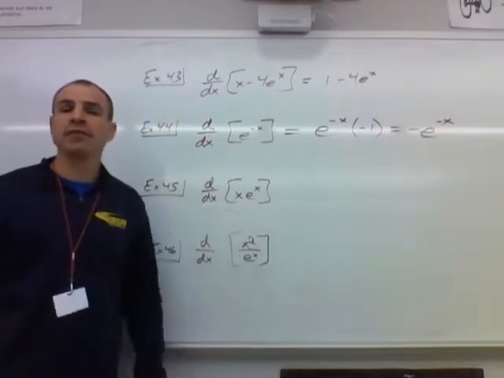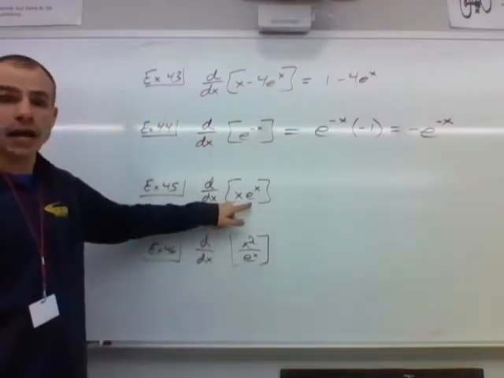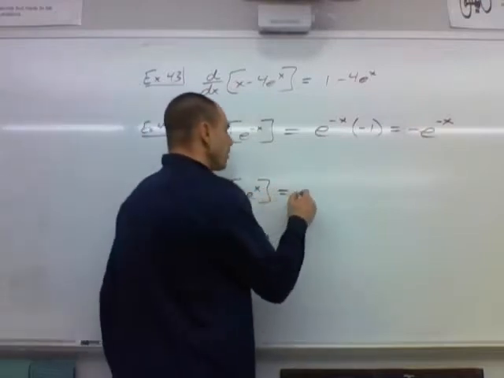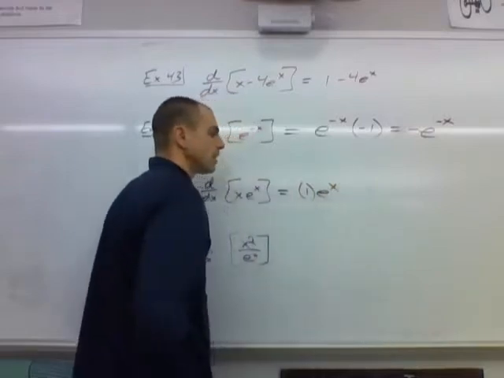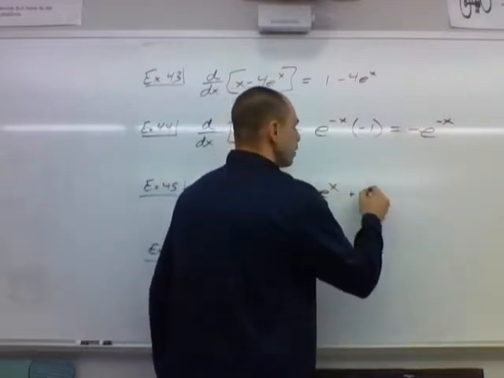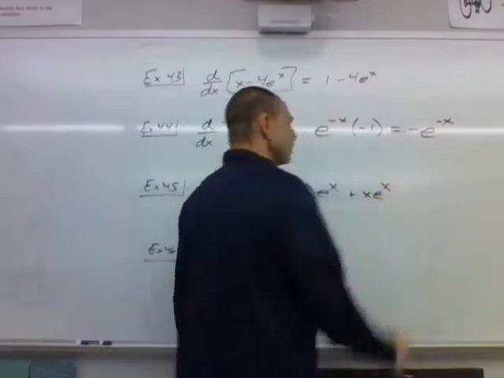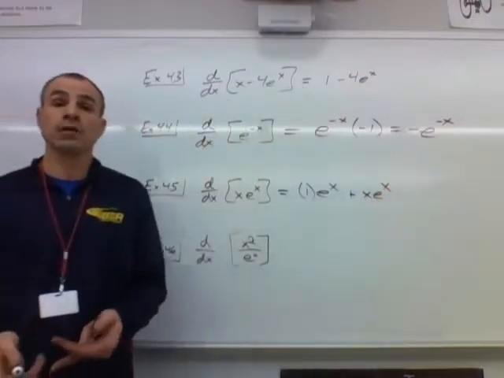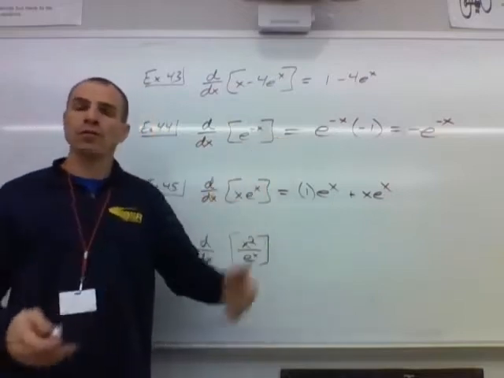X times e to the x. Product rule, because we got ourselves a product. X times e to the x. So, derive the first, derivative of x is 1. Keep the second, e to the x, plus, now keep the first one, x, and derive the second, e to the x. There's our derivative. We use the product rule while also using e, just like we use the chain rule while also using e.